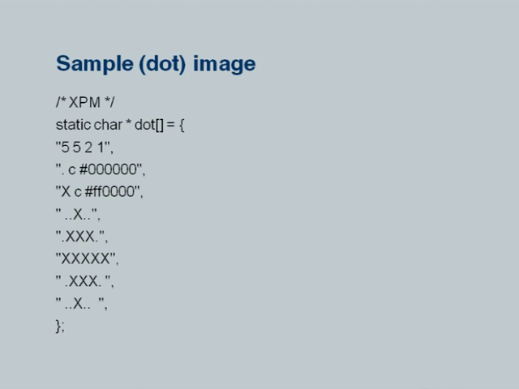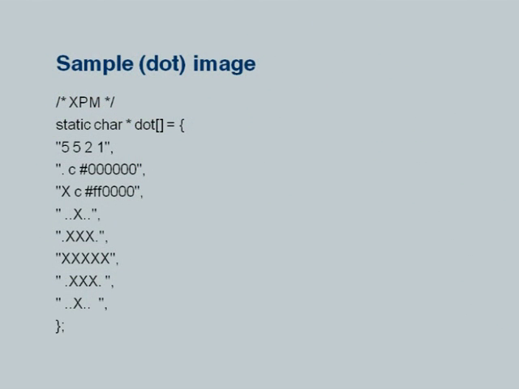The first line is an XPM comment. The second line is static char star dot. Dot is the name of the file. This is an array. This is followed by a value string which reads 5 5 2 1. If you recall what the various data items were in this line, the first one is width, the second one is height. So it's a 5 by 5 image. That means this has 5 rows of pixels, and in each row there are 5 pixels. In short, it is a very small image of 5 pixel by 5 pixel or 25 pixels. And that is why you will see, when you represent this as a digital image, a dot.